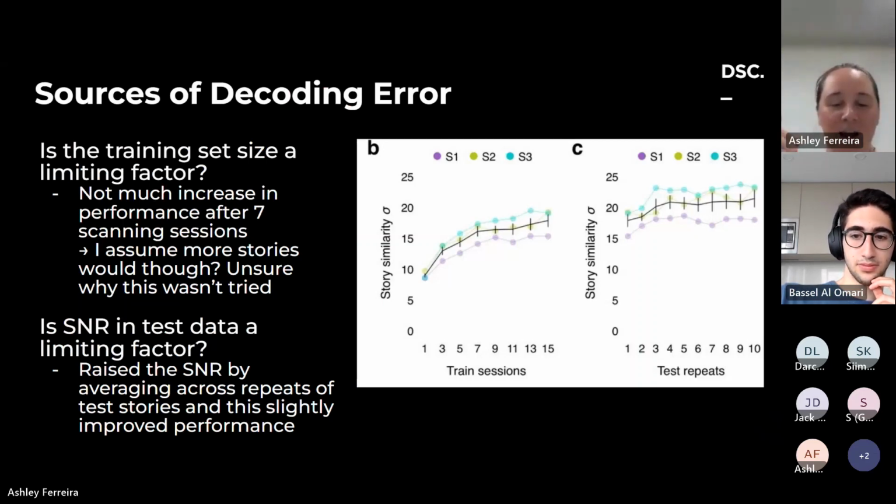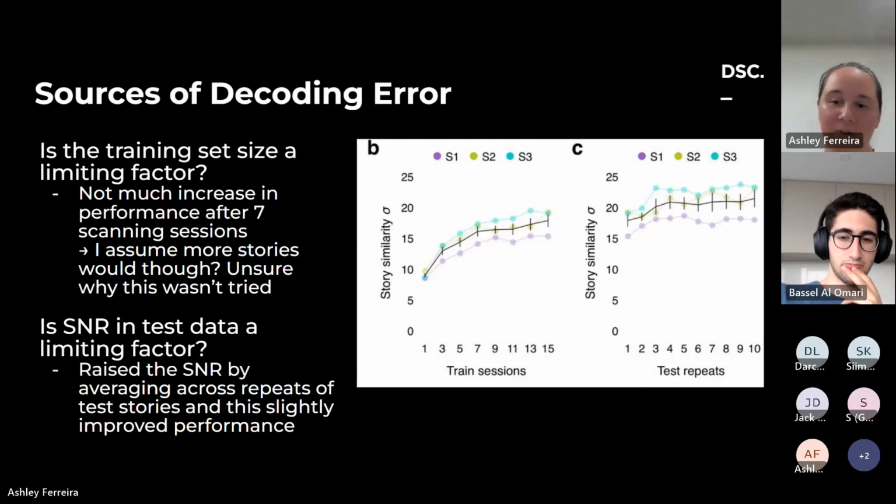And you can see that as you do more scans, the performance goes up, but it starts to plateau at about 7 and doesn't get a lot better after that point. So from here, what we look at is the signal to noise ratio, which is what they're looking at on the right-hand side, seeing if that's a limiting factor. And what they do is they average the values over many different repeats of the test stories.